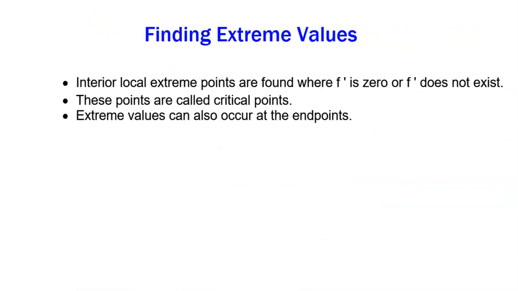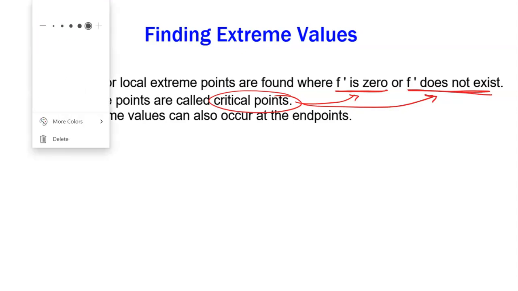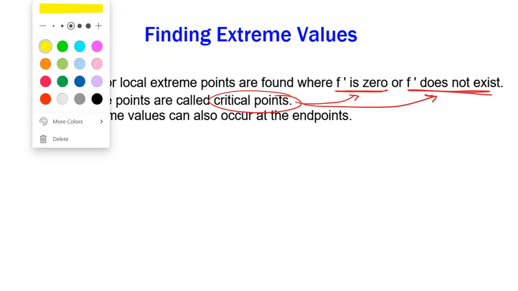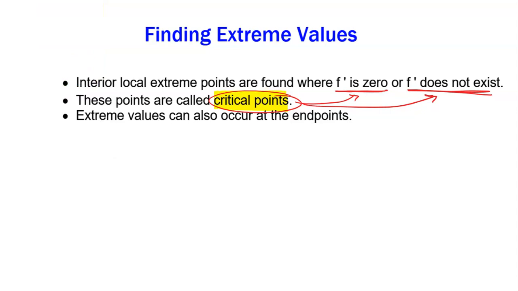Finding extreme values requires first finding what we call critical points or critical values. Critical points are the places where the derivative is 0 or the derivative does not exist. Those are your critical points. Extreme values could occur at critical points or they could occur at endpoints. So there's two types of things that we need to check to find our extreme values: critical points and endpoints if you have them. We don't always have endpoints, but if you have them, you got to check them.